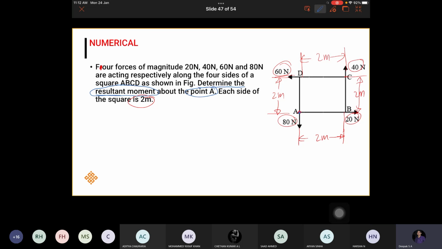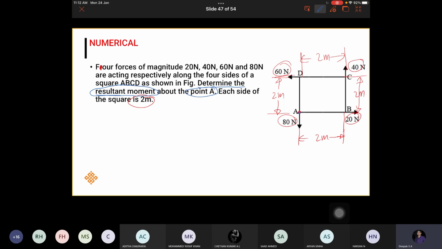So what is the formula that I told just now? If there is more than one force, what will you do? We should sum up the forces. F1 R1 plus F2 R2. Very good. If more than one force is there, we have to take F1 into R1 plus F2 into R2, and so on.